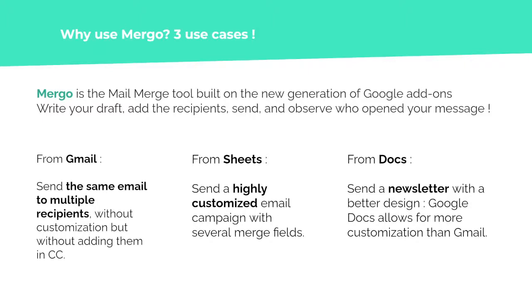Second one is from Google Sheets. It's more to send a highly customized email campaign with several merge fields. It means that you can use what we call merge fields. I will explain, but you can use merge fields in Gmail to go and get data from Google Sheets to have a really customized email saying hello, name, last name, your webinar session will be next week, the third, something like that, and everyone will get customized information.